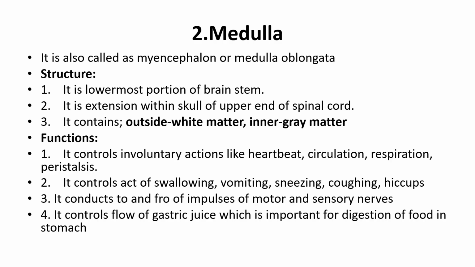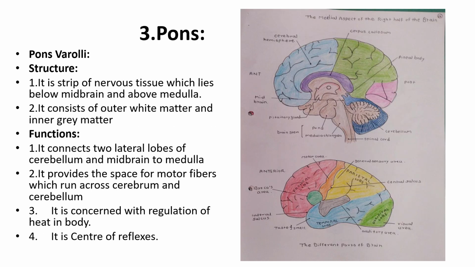It controls the flow of gastric juice, which is important for digestion of food in the stomach. The third part of the hindbrain is the pons. It is also called pons varolii, and it is a strip of nervous tissue which lies below the midbrain and above the medulla. It consists of outer white matter and inner grey matter.